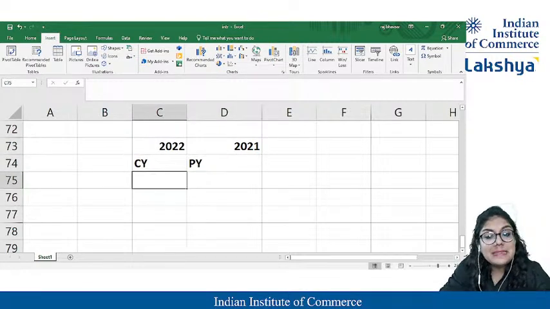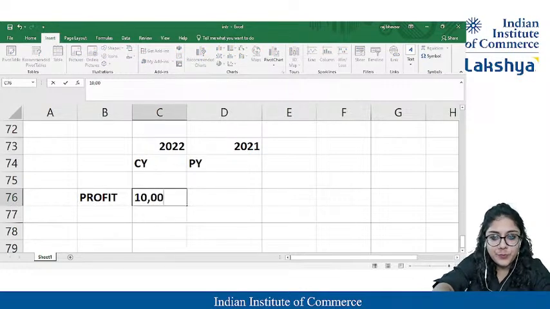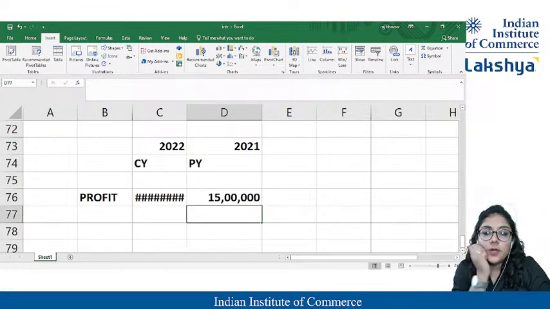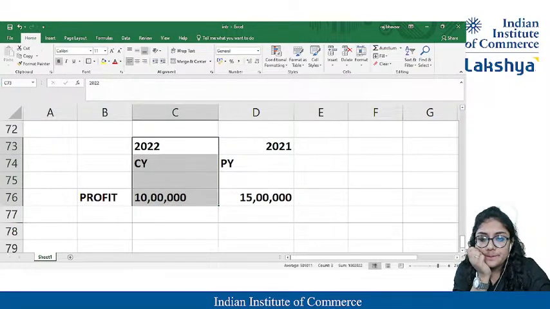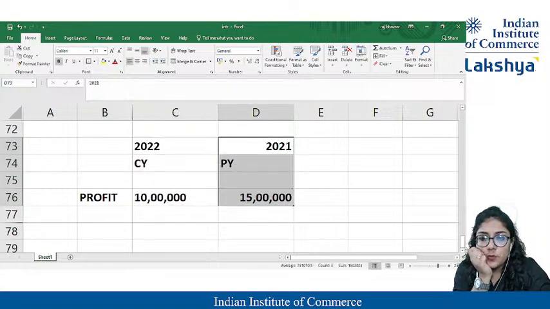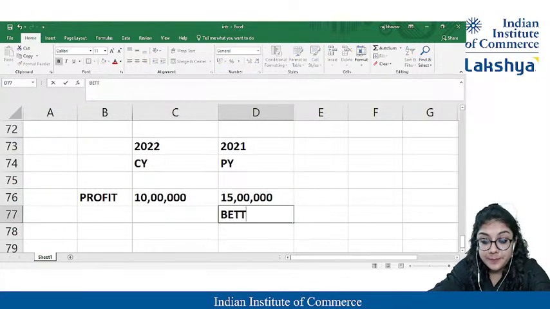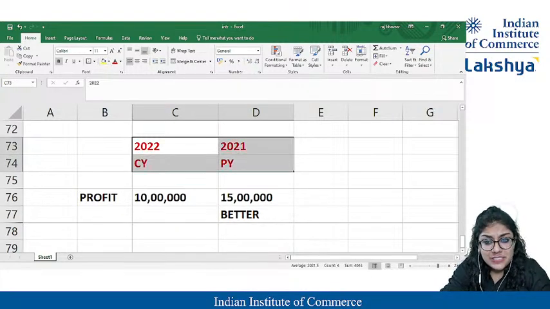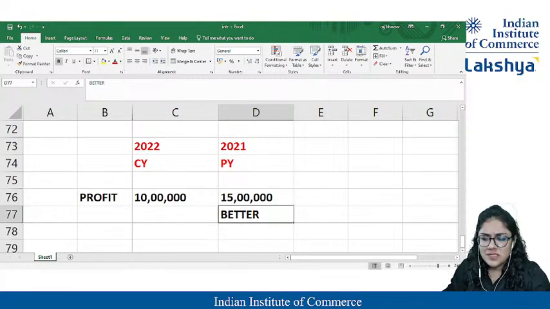In the current year, let's take my profits are 10 lakhs, and in the previous year it was 15 lakhs. So which year do you think is better? Everybody told previous year, ma'am. Yes, previous year is better. Cool. But do you really think that only by taking this much into account are we good to say this is better? Seriously? I'll tell you no.